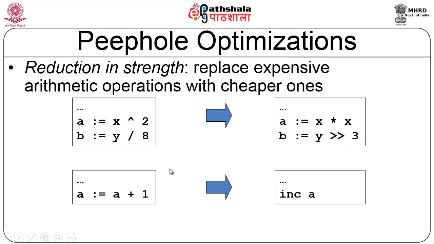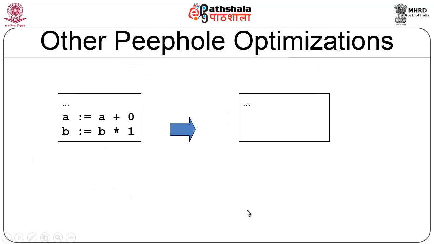Similarly, the next one is use of machine idioms, where I have A is equal to A plus 1 here. This can be replaced with an increment function rather than an add function. So I am simply incrementing A. So that can be taken note of here in this instruction.